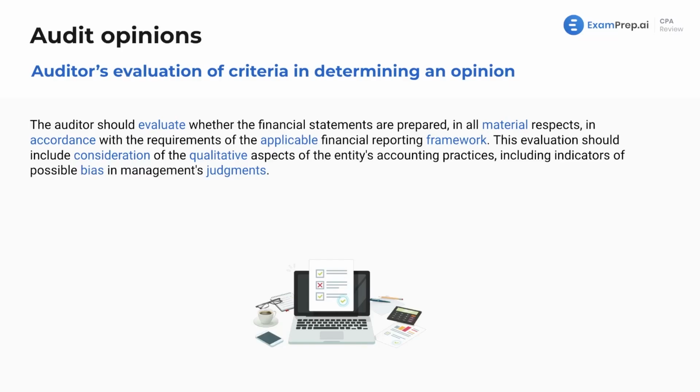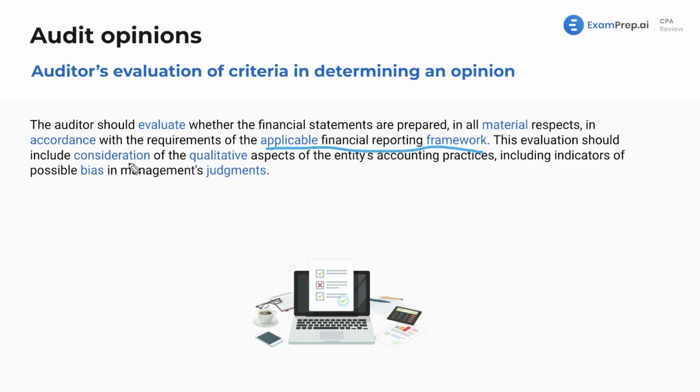The auditor's evaluation of criteria in determining opinion. The auditor should evaluate whether the financial statements are prepared in all material respects, and this is from the authoritative literature and also included in the audit report. In all material respects, in accordance with the requirements of the applicable financial reporting framework, which 9 times out of 10 is going to be GAAP.